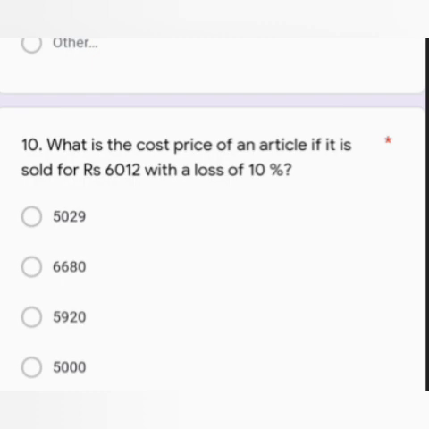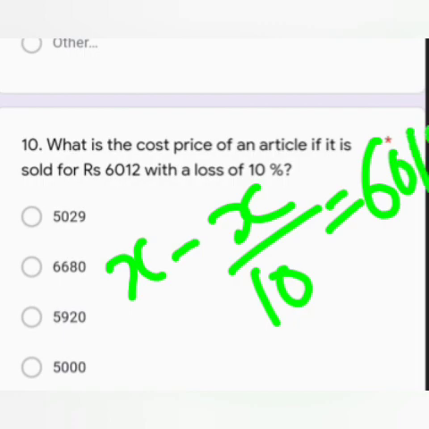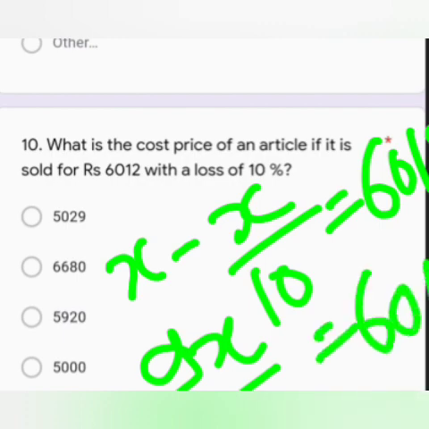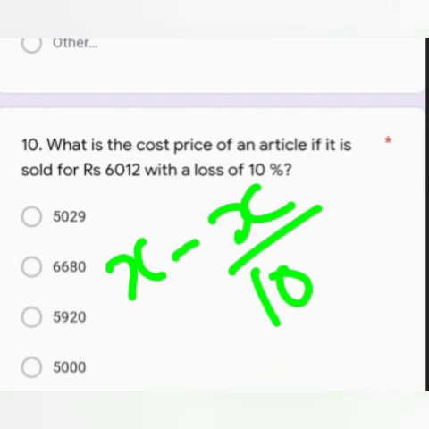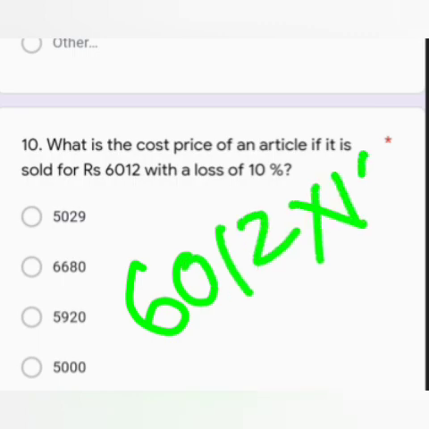Okay. So look here, if X is your CP, then X minus 10% of X means 10X by 100. 10X by 100 means X by 10. Okay. That will be equal to your 6012. Now see, 10X minus X means 9X by 10 will be equal to 6012. That means X will be equal to 6012 into 10 by 9.